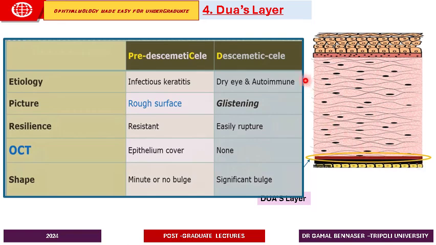So this differentiation between the Descemetocele and the pre-Descemetocele is due to the discovery of this layer. If you see the Duaocele, the risk of perforation is less. However, with the Descemetocele, the risk of perforation is more.